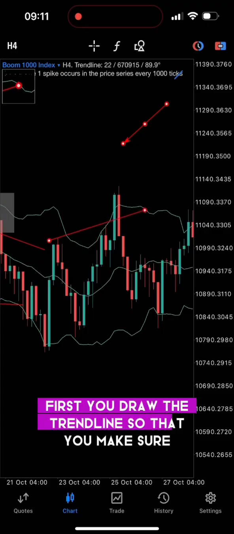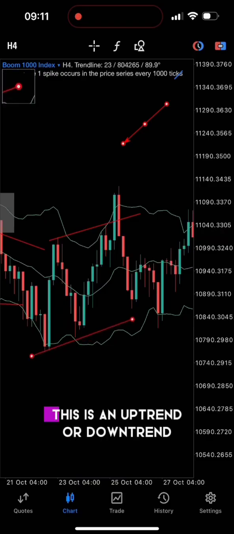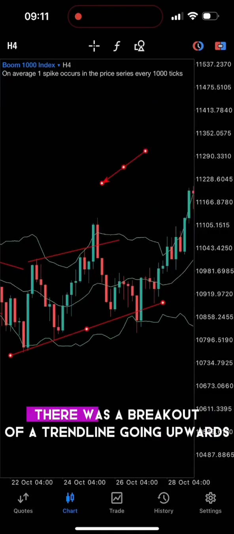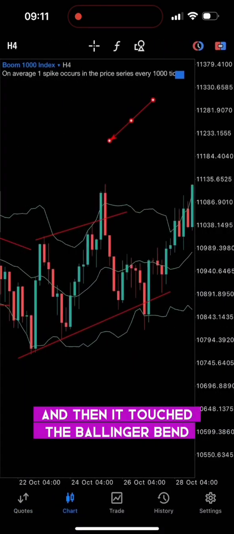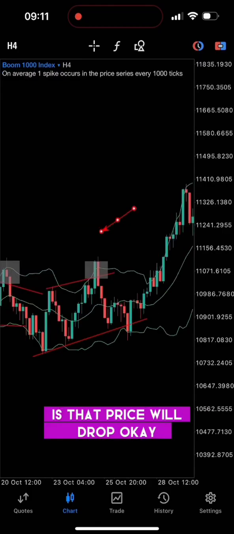First, you draw the trend line so that you make sure everything is going to plan, so that you know this is an uptrend or downtrend. In this case, this is an uptrend, right? There was a breakout of a trend line going upwards, and then it touched the Bollinger Band. So the next thing you will know is that price will drop, okay?